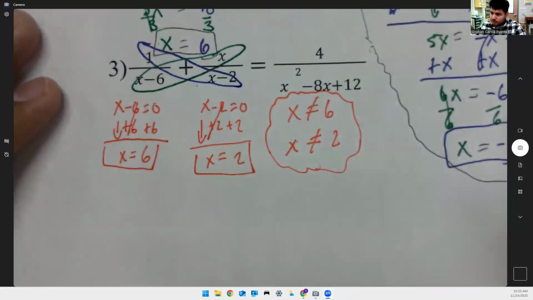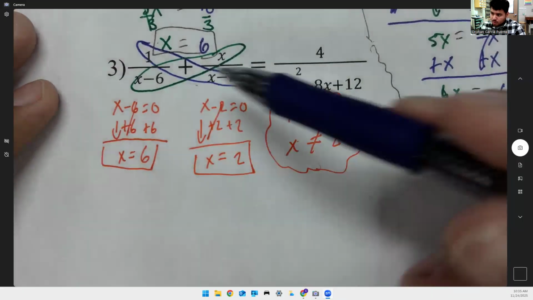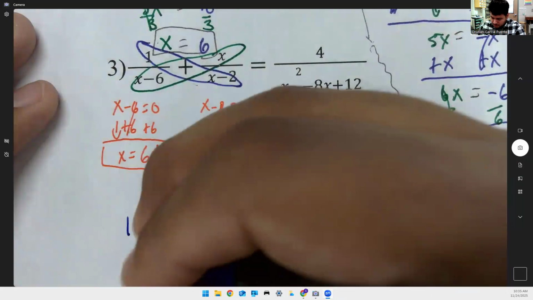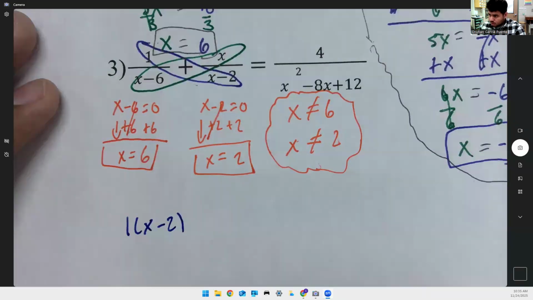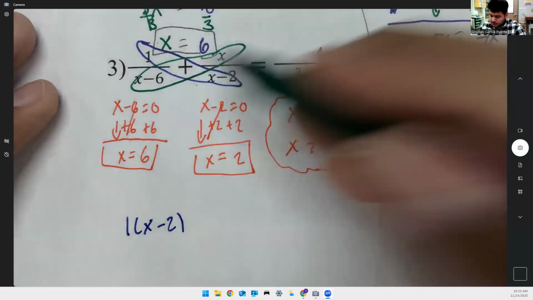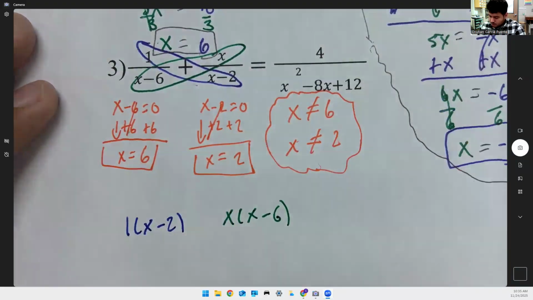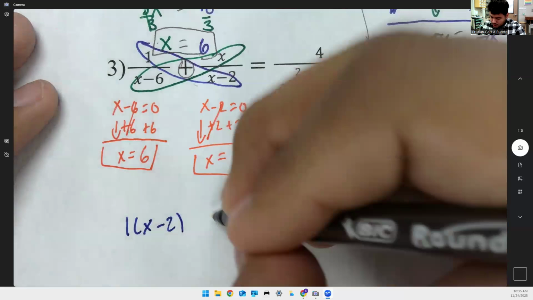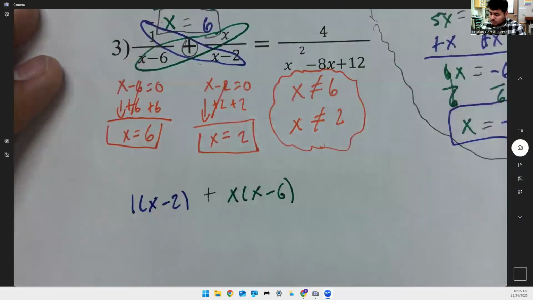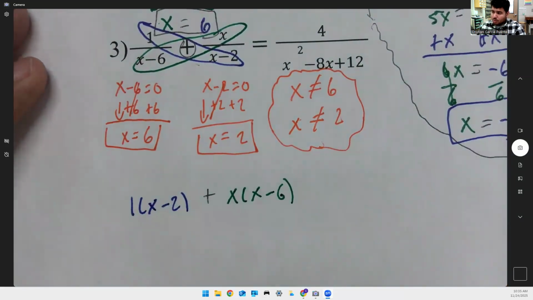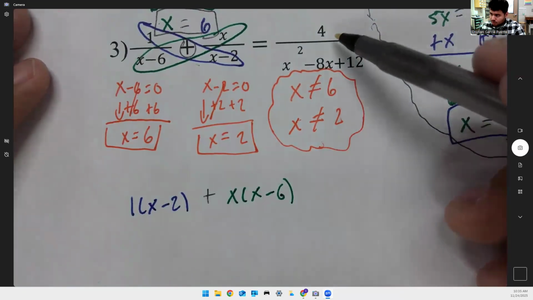And then we just write it out. So what's in my blue circle? It's 1 and x minus 2. So you have 1 times x minus 2. And in the green circle, it's x and x minus 6. Now, what's your symbol in between? It's a plus. And usually, we would just make this equal to 4.